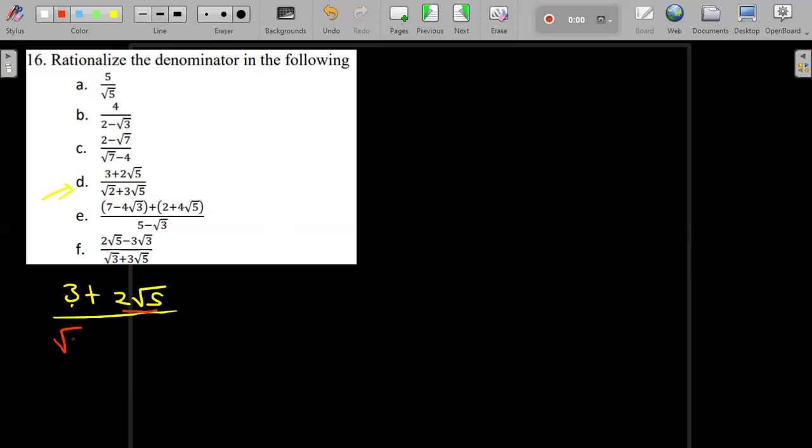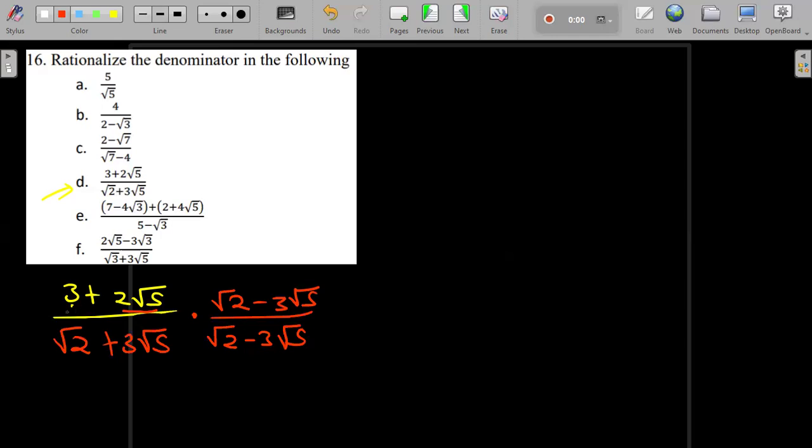So I have the root of 2 here, right? And then I have 3 and then root of 5. Okay, so the conjugate here will just be the root of 2 minus 3 root of 5, then the same thing above here. Okay, so it's the same concept. I just wrote a wrong number there.